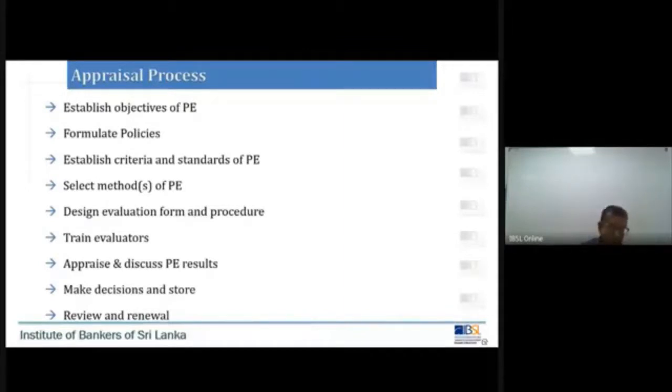And who is going to do it? When is it going to be done? That's the second part. The third one is to establish criteria and standard of performance evaluation.